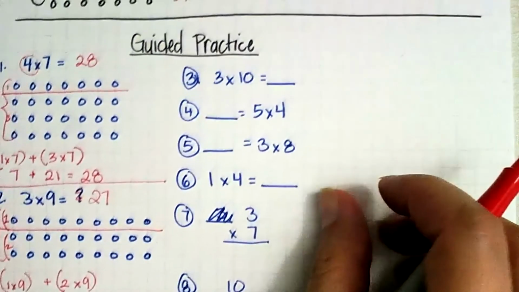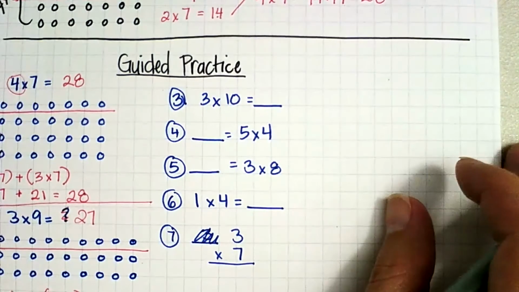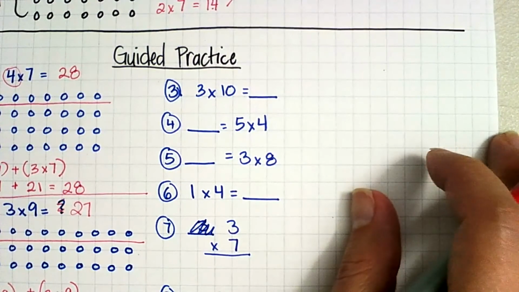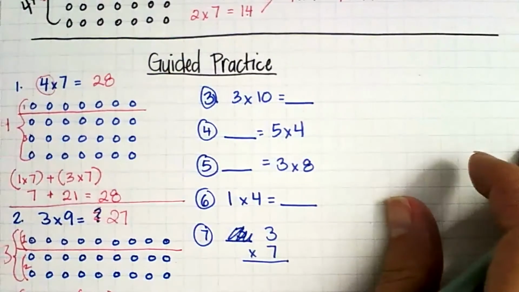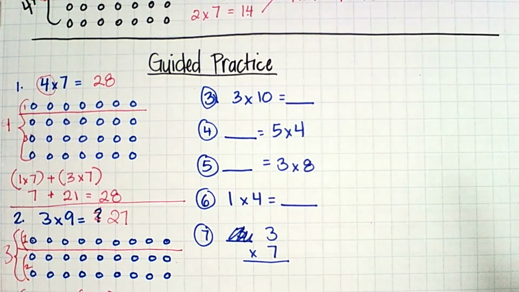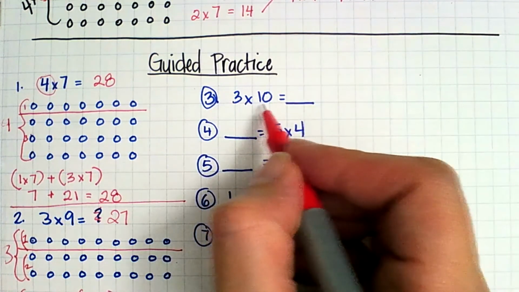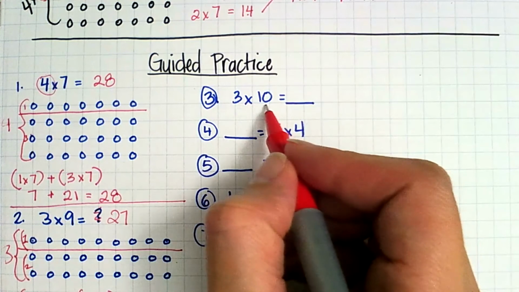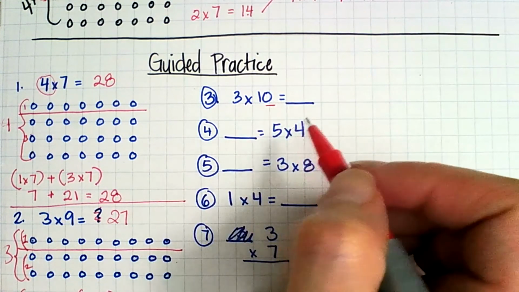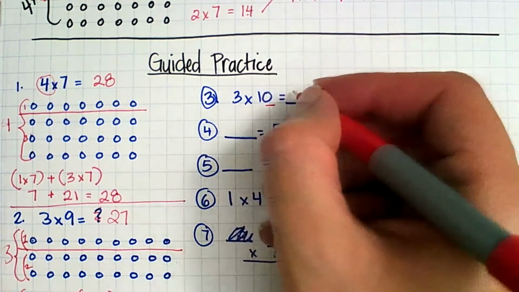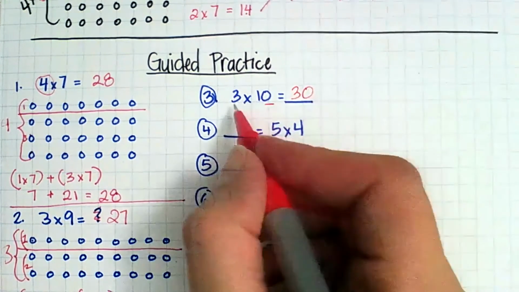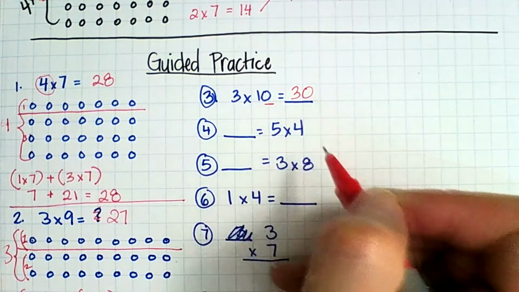Okay. Now for number 3 all the way to number 8, it says you can use counters if you need to, or you can remember these basic multiplication facts that we talked about in our previous lessons, in our previous chapter as well. So 3 times 10, remember anything times 10, you just put a 0 in the last place value. So 3 times 10 becomes 30. So we keep our 3, and we add a 0 after it.